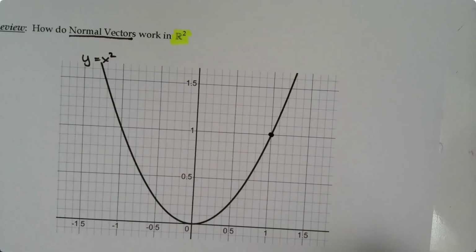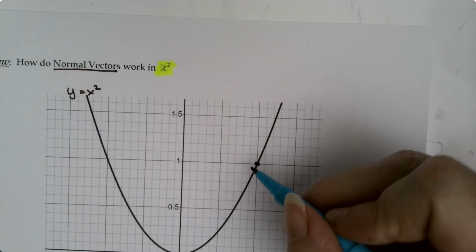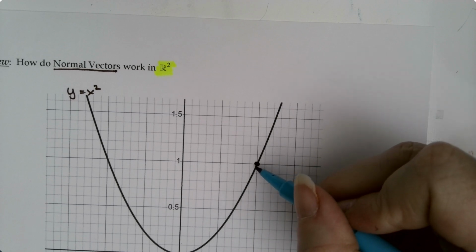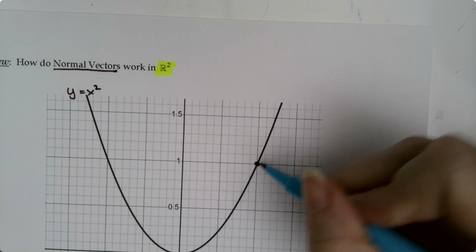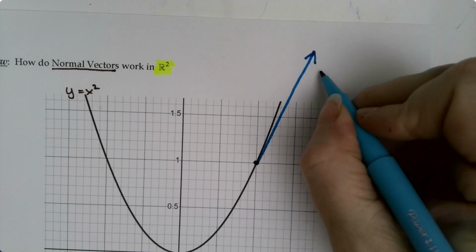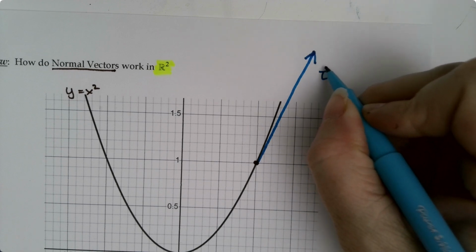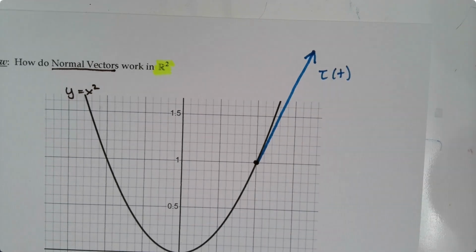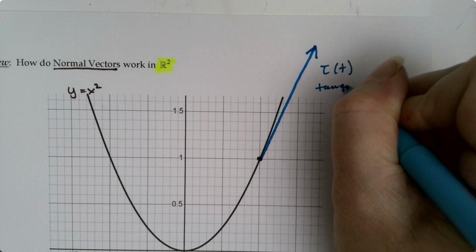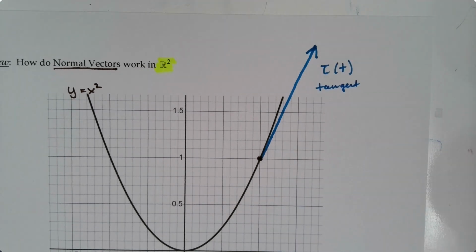All right, so let's think about that for a second. So we have this point right here, and so we'd be going over 1, up 2. So it's going to shoot in this direction. That's tau. This is the tangent. It's the direction of motion. All right, now what about the normal vector?